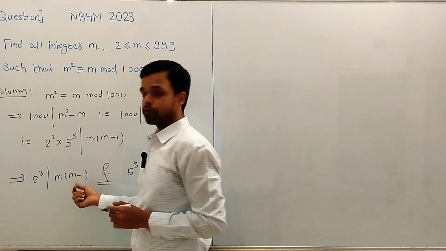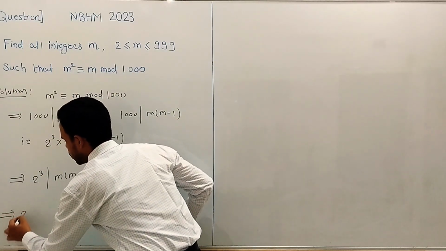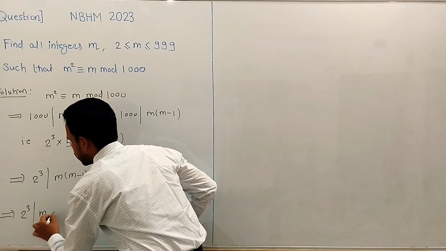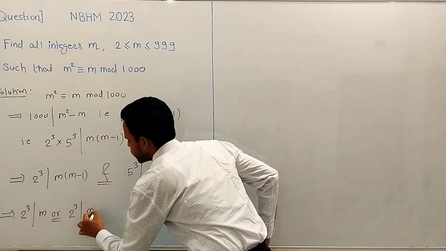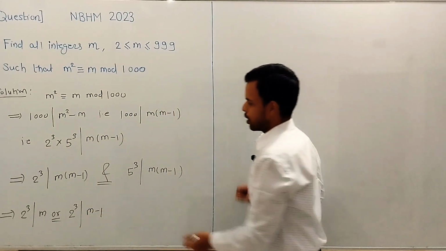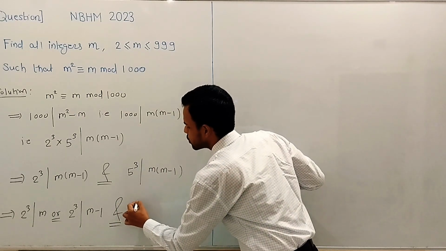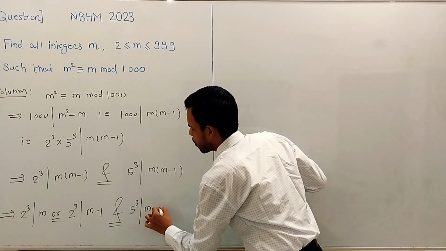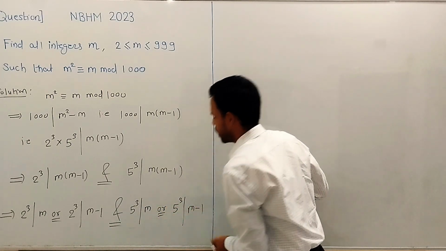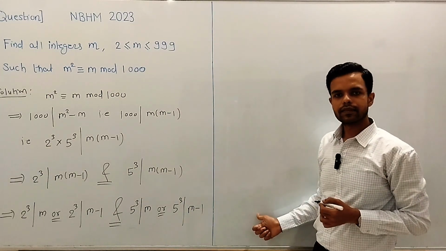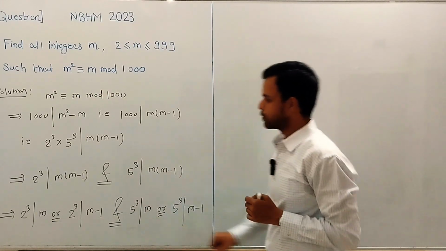As m and m minus 1 are consecutive integers, we conclude that 2 cube divides m or 2 cube divides m minus 1. Continuing with the and condition, 5 cube divides m or 5 cube divides m minus 1. So we will consider the different cases. Clearly there are 4 cases, so let's consider the first case.